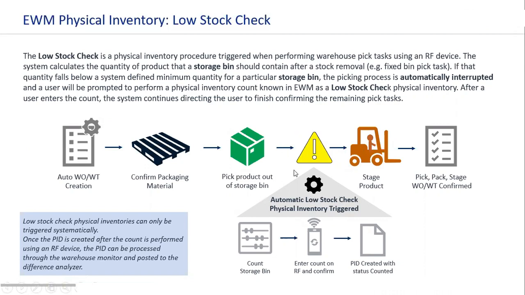So if they were case picking from a location, the system would trigger and ask them to count what was left, they'd enter it, and then that physical inventory document would be created with the counted status. Again, if there was a massive under or over tolerance, it would probably generate a recount. Just to note, these can only be triggered systematically. You wouldn't go onto the warehouse monitor and create a low stock physical inventory document.